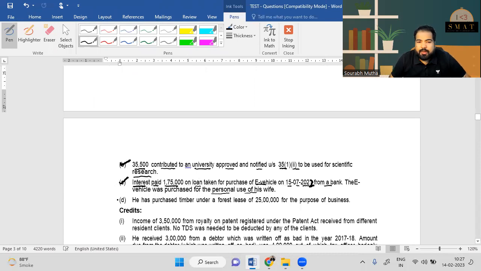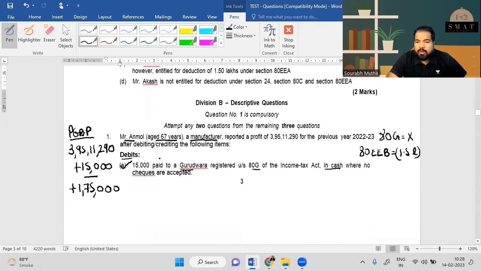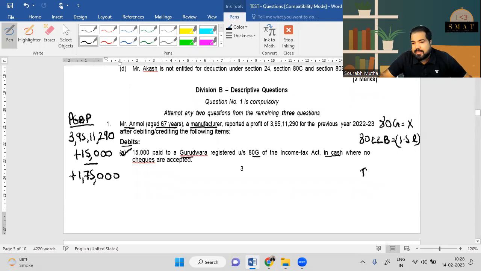He had purchased timber under a forest lease of 25 lakhs for the purpose of business. He's a manufacturer. So can he purchase timber? Yes. But remember guys, in TCS, whenever there is a seller who's selling timber, he has to collect 2.5% of this 25 lakh, into 2.5%, extra. That is 62,500. This guy, whose name is Anmol, has paid extra. So in TCS, in the end, you'll have to take a credit of 62,500.